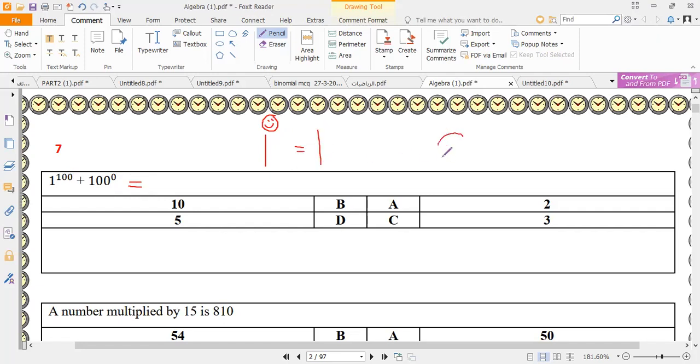A monkey to the power of 1 is always still a monkey. This monkey to the power of 0 always equals 1. So please write this if you want. So now 1 to the power of 100 is equal to what? I'm waiting for your answer. 1. Yes, this is 1. And 100 to the power of 0 is equal to what? 1 also. Yes, also 1. So the answer must be 2. So this is your answer.